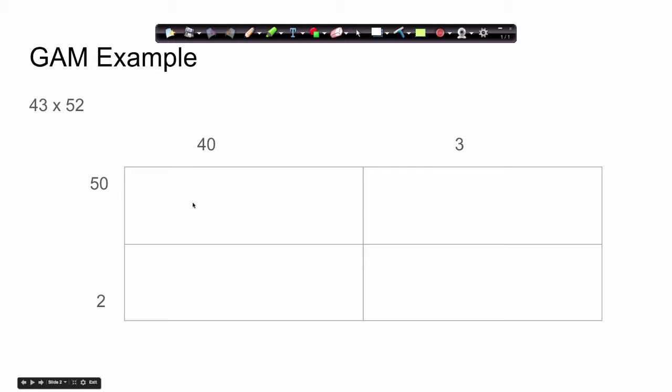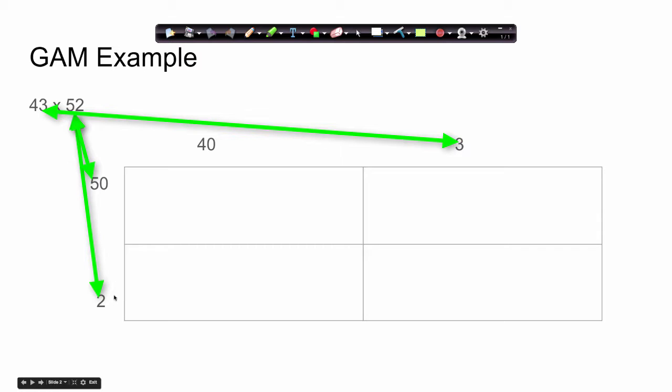So when you have the GAM method, you're going to make boxes based on place value. So in this case, we only have the tens and the ones. And we have two numbers that have tens and ones place values. So we only have four boxes in this case. So the 4 over here is a 40. So we put 40 over here, and we put the 3 over here. On the other side, we put the other number, which is 50, and 2.